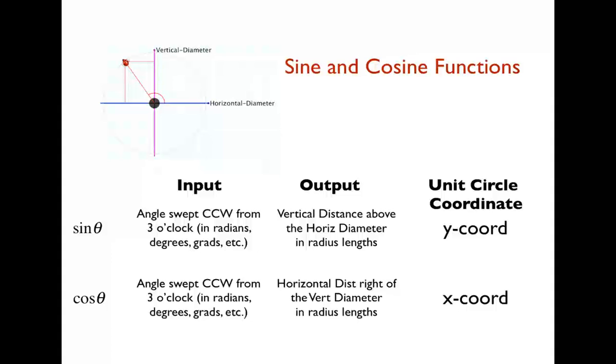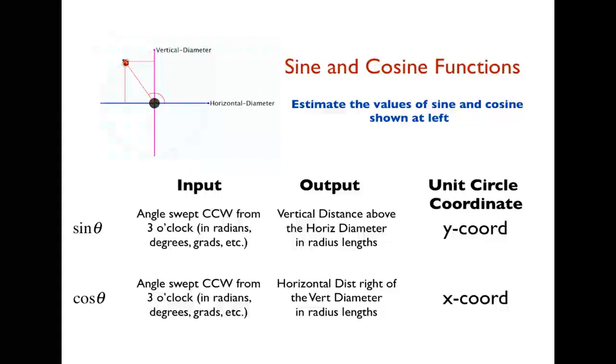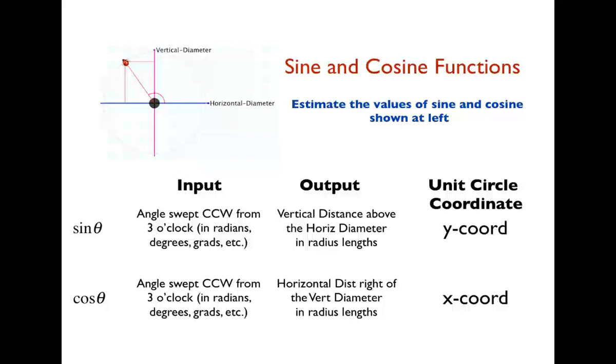Okay, so quickly, take 30 seconds. Estimate the values of sine and cosine for this picture. Go. Estimate the values and talk with the person next to you. So estimate the values of sine and cosine for the current location of the bug. Go.